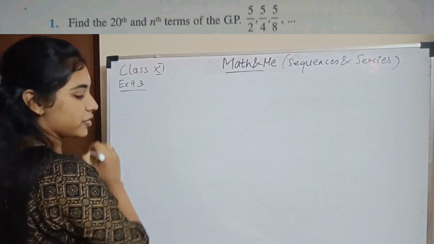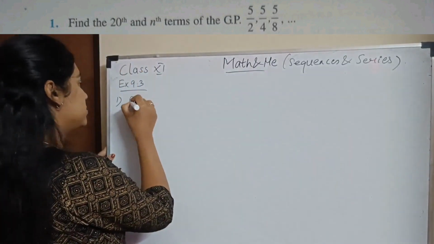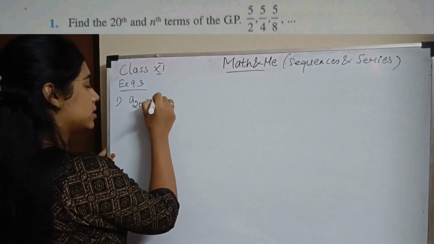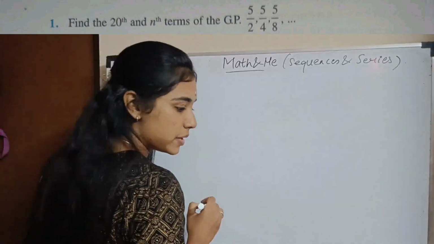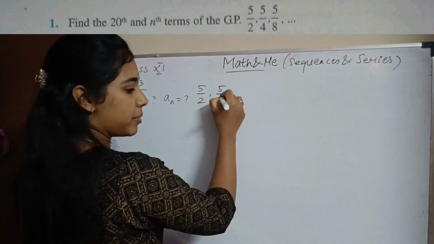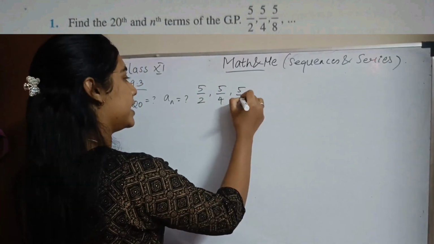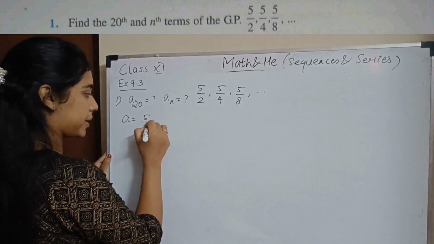Exercise 9.3. Question number 1. Find the 20th term, A20, and find the nth term, An, for which the GP is 5 by 2, 5 by 4, 5 by 8, and so on. So what is your A? First term, 5 by 2.